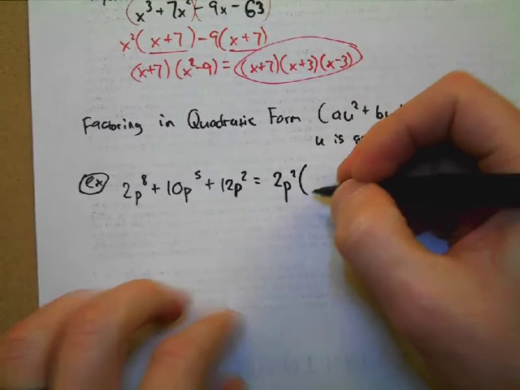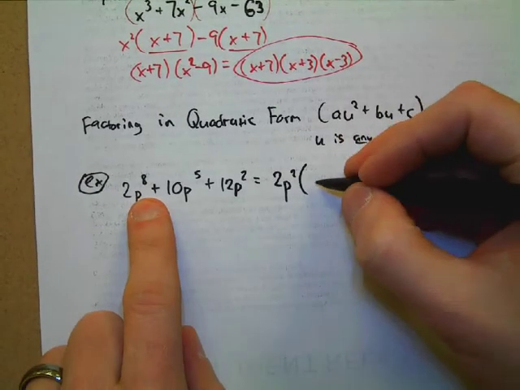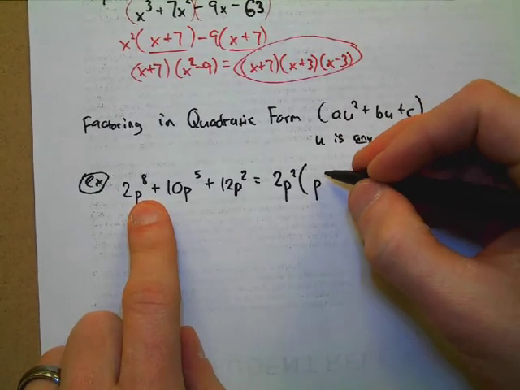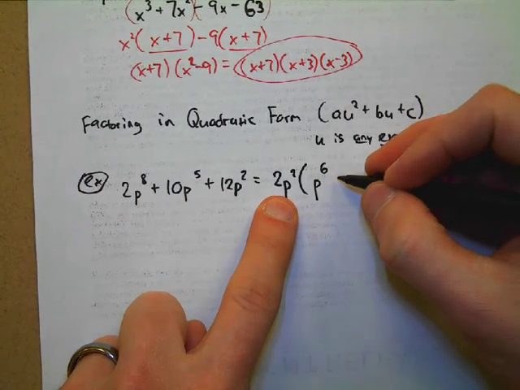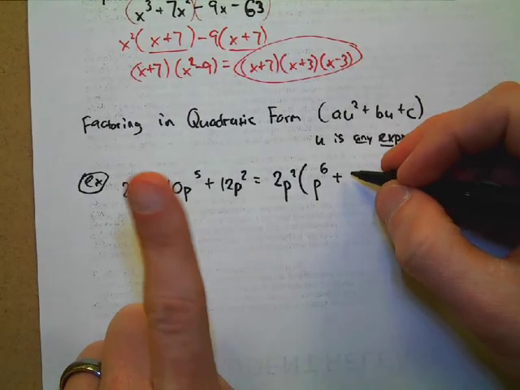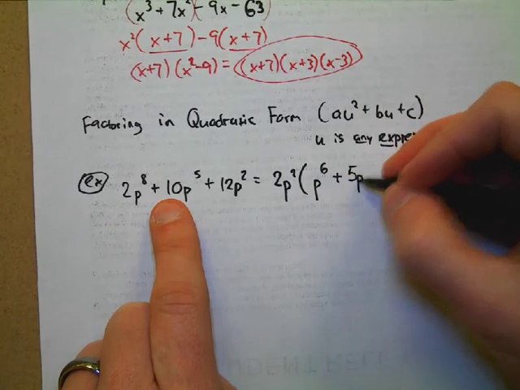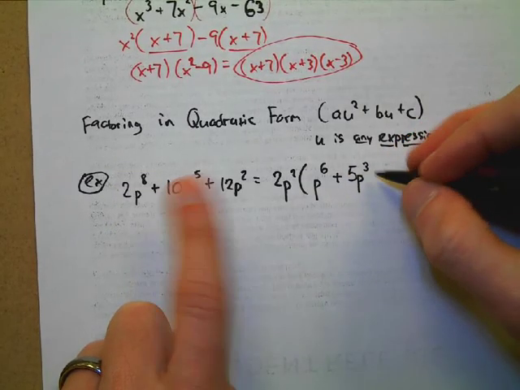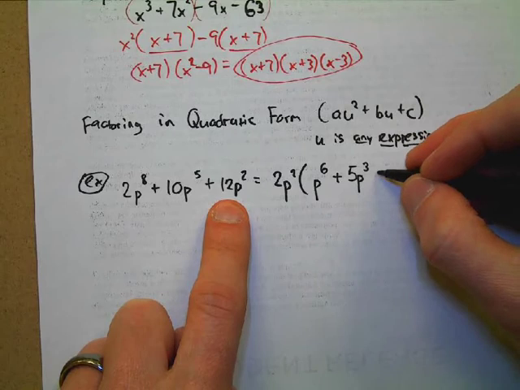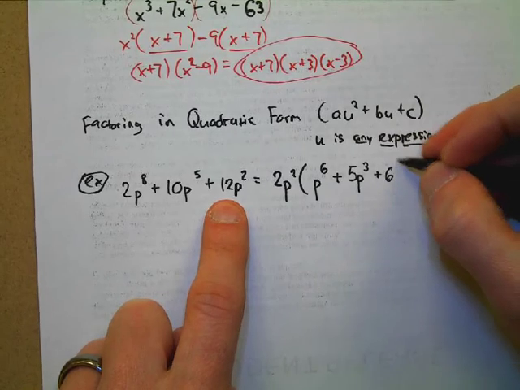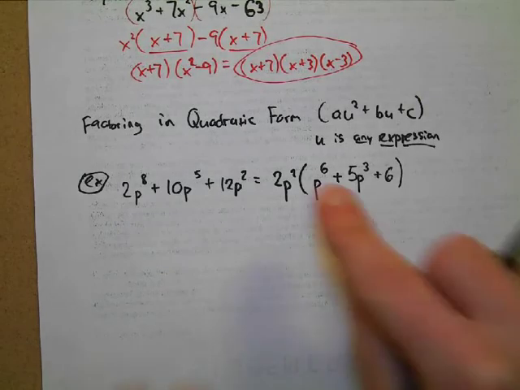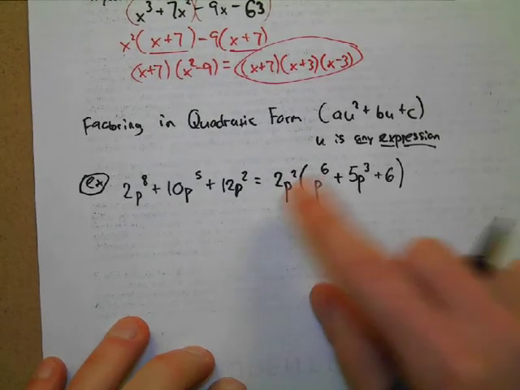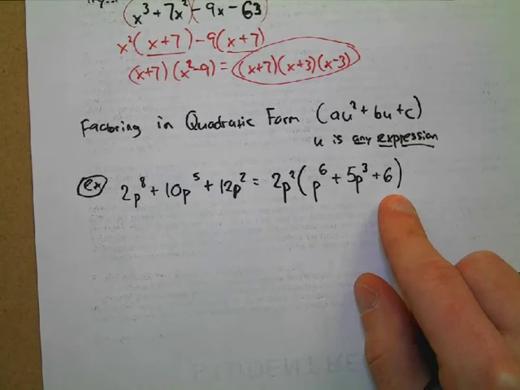2p squared out of 2p to the 8th leaves me with p to the 6th. 10p to the 5th, take out 2p squared, leaves 5p to the 3rd. And 12p squared, take out a 2p squared, is just 6. And so we look at what's left over. That GCF we factored out is good to go. We think about all the different things we could do.